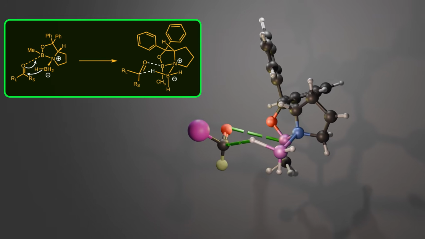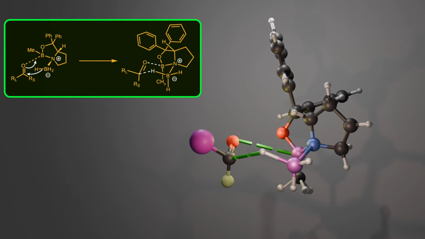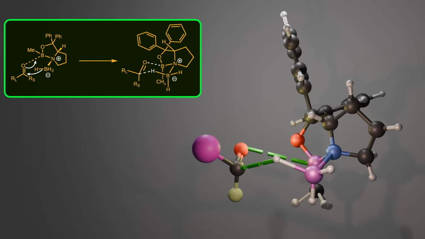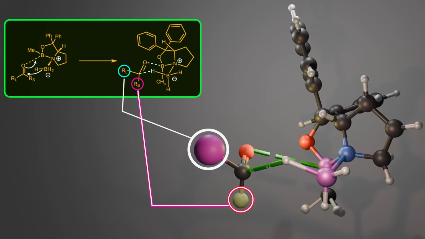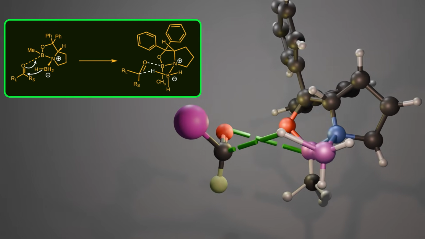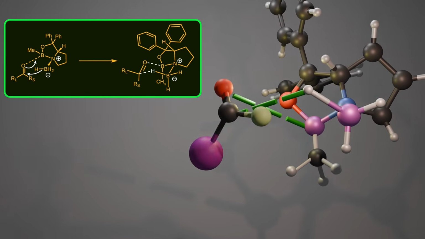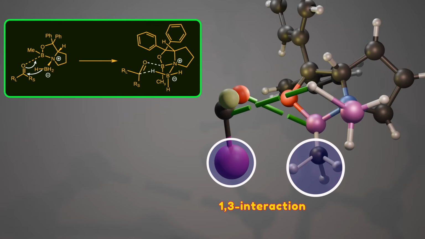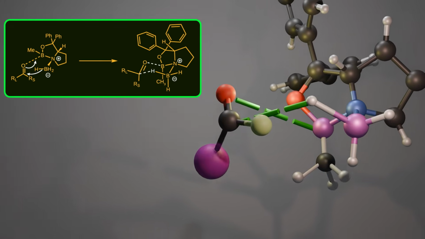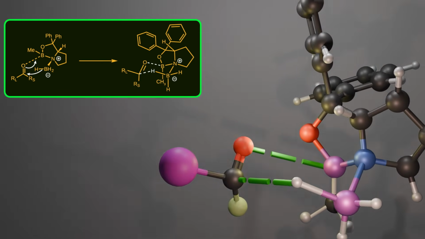Notice that the best result in reduction with the CBS catalyst is achieved when the two substituents on the carbonyl group have a remarkable difference in size. In this way, the bulky substituent prefers to adopt a pseudo-equatorial position. Otherwise, 1,3-interaction destabilizes the transition state. As a result, the hydride adds to only one face of the carbonyl group.